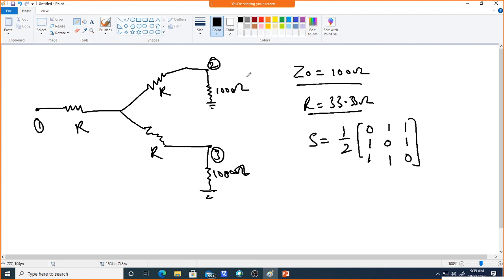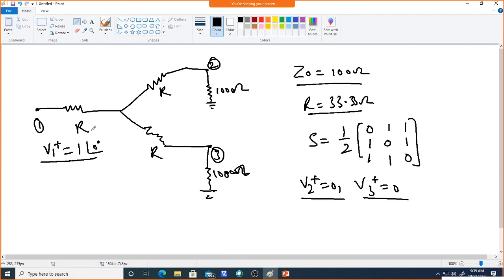Now as we know, if port 2 and port 3 are matched, then you get V2 plus equal to 0 and V3 plus equal to 0. If both are matched, then the incident port voltages become 0. Now assume V1 plus equal to 1, that is 1 at an angle 0, the incident voltage at port 1. Correspondingly we need to find the voltage at port 3.